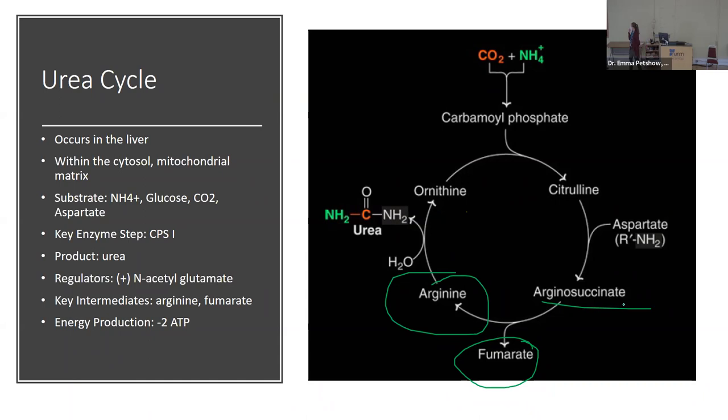Typical questions about the urea cycle tend to be more pathology questions about urea or ammonia buildup, or how does the body neutralize ammonia buildup? It converts it to urea, things in that nature. So knowing the start products, the NH4, glucose, CO2, aspartate, and the end product would probably be your best bang for your buck, and where it's located, the liver and cytosol plus mitochondrial matrix.